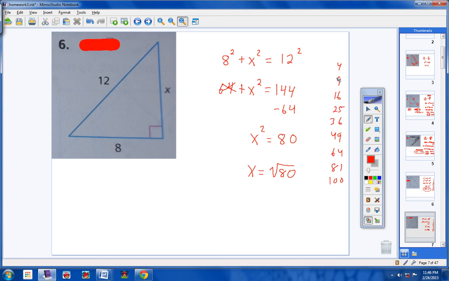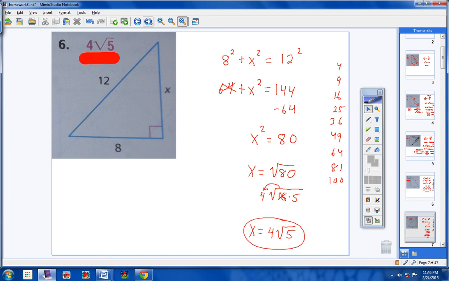Do any of these numbers go into 80 evenly? Well, let's see. 16 does. 4 does too. But I always want to try to find the biggest number that goes into this number evenly. And the biggest number is 16. So 80 is the same thing as 16 times 5. Okay? Now, which one of these two numbers do I know the square root of? 16. So cross off a 16 and put a 4 on the outside because the square root of 16 is 4. So you're left over with 4 square root of 5. Okay? And that is the correct answer. 4 square root of 5.